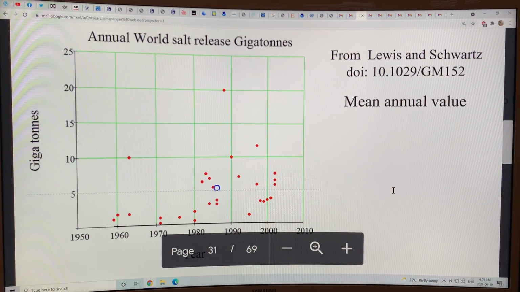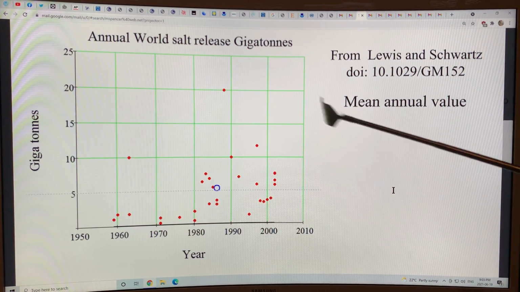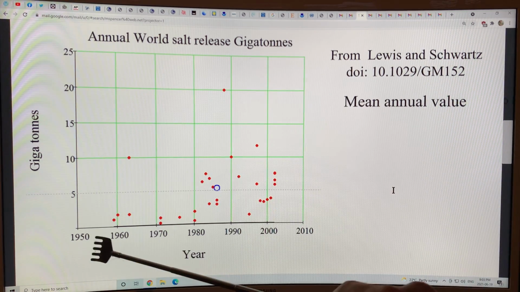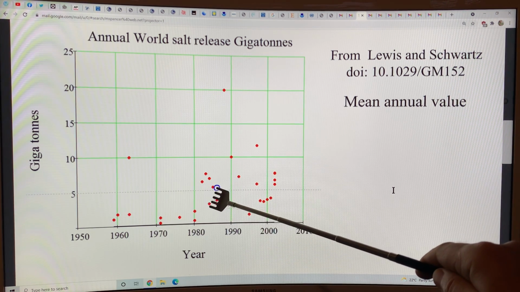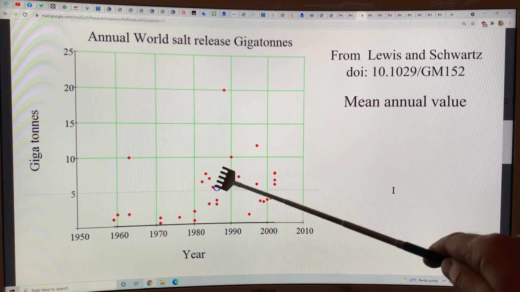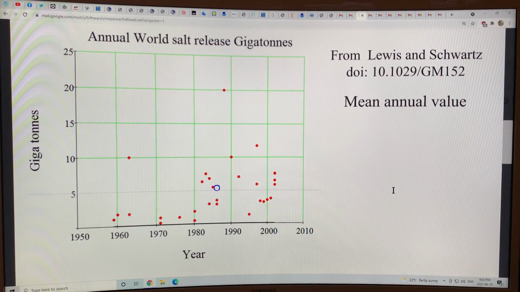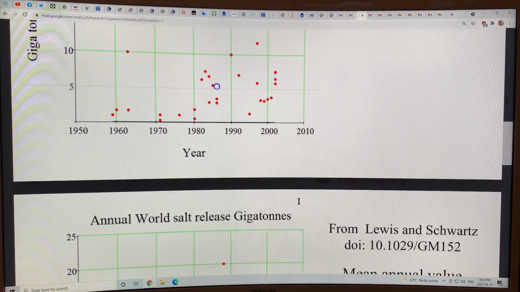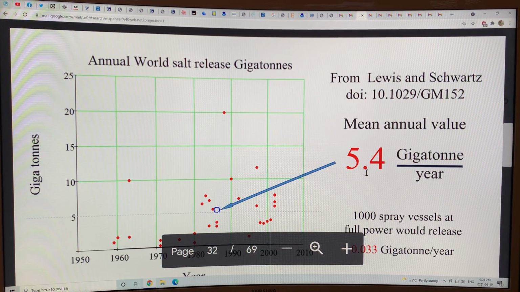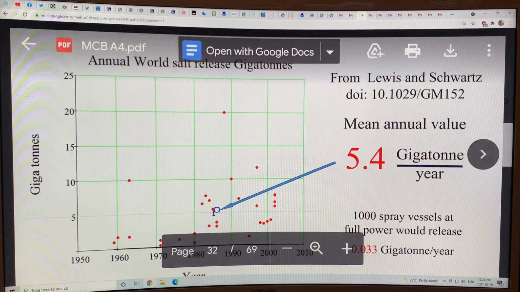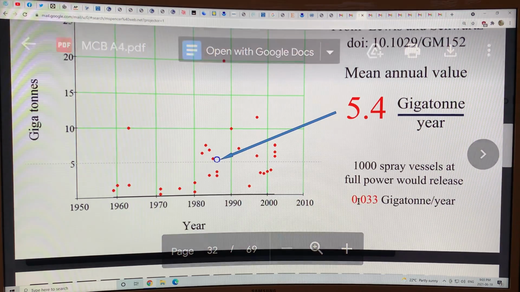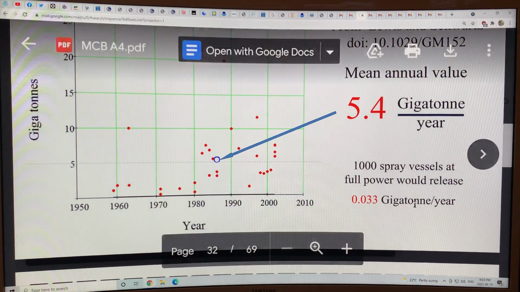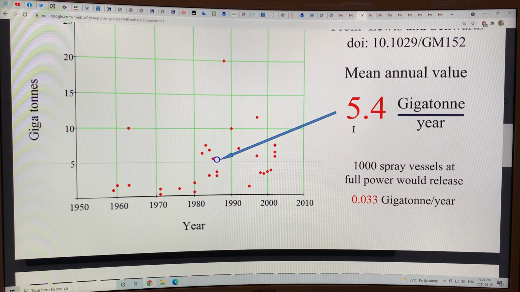Now, how much salt are we talking about? This is the annual world salt release in gigatons. Measurements are done at various years, and there's a lot of fluctuation, but the average is just over 5 gigatons of salt released annually. The annual mean value is 5.4 gigatons per year. 1,000 spray vessels operating at full power would only release 0.033 gigatons per year. That's negligible compared to the naturally released salt per year.